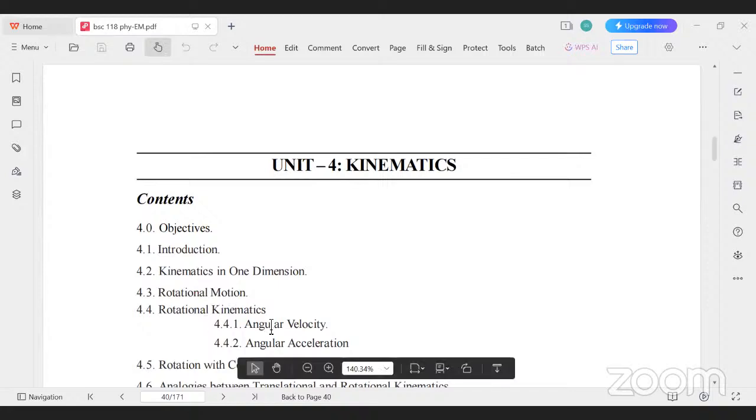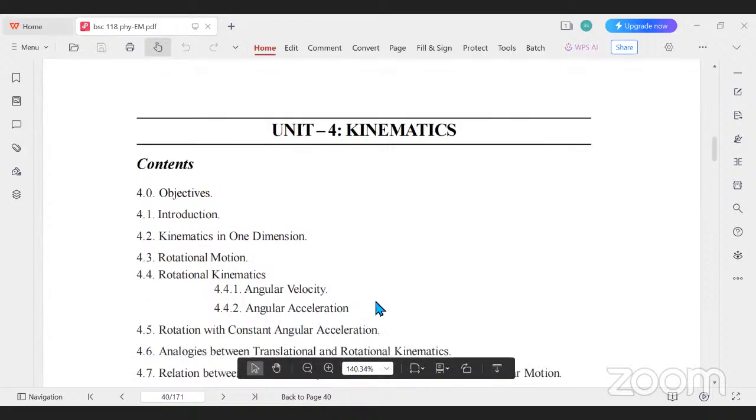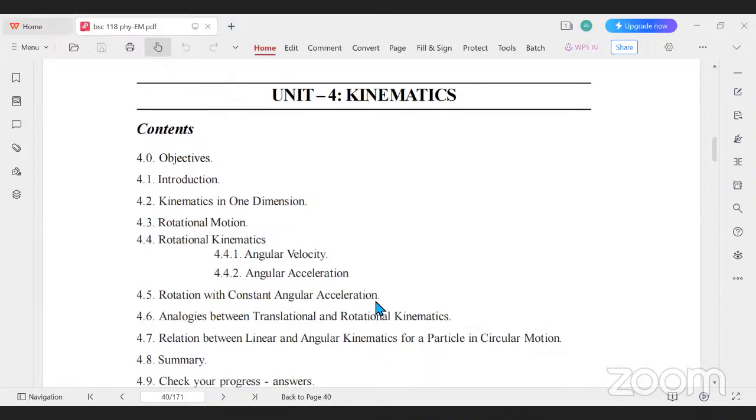Rotational motion, rotational kinematics, angular velocity, angular acceleration, rotation with constant angular acceleration, analogies between translation and rotational kinematics, relation between linear and angular kinematics of a particle, and circular motion. These are the topics we need to discuss. So we need to know what kinematics is, how it works, and why we need to study kinematics, because now we are able to understand linear momentum, collision, and vector calculus.